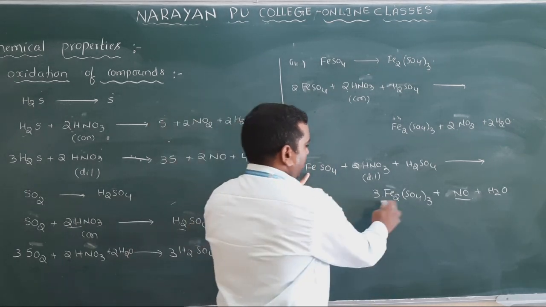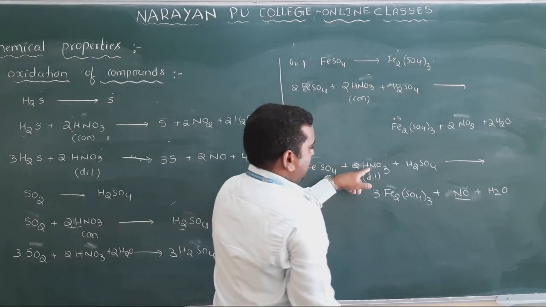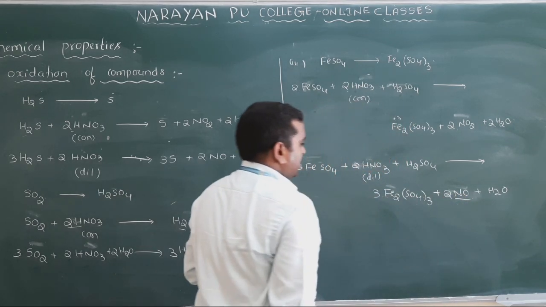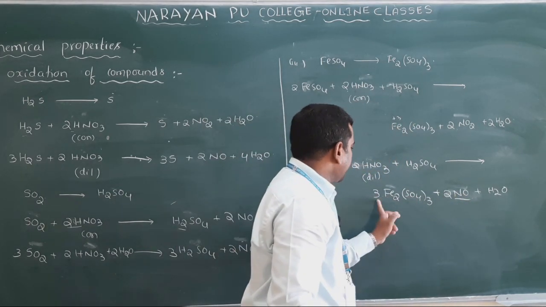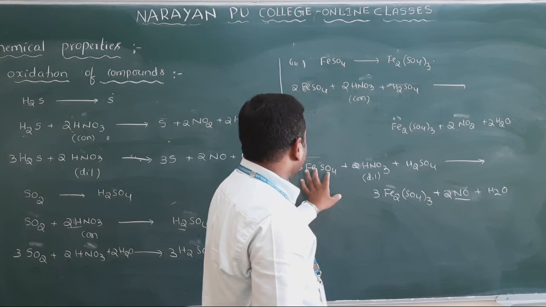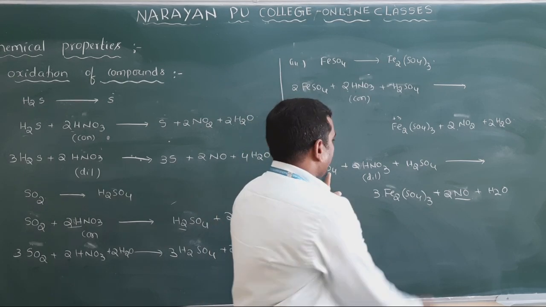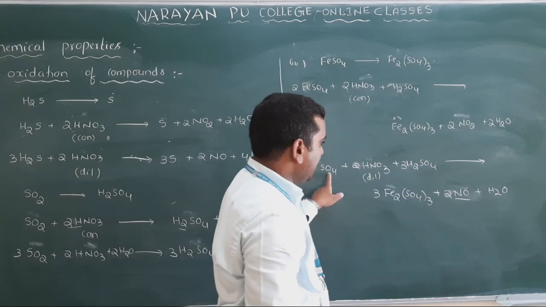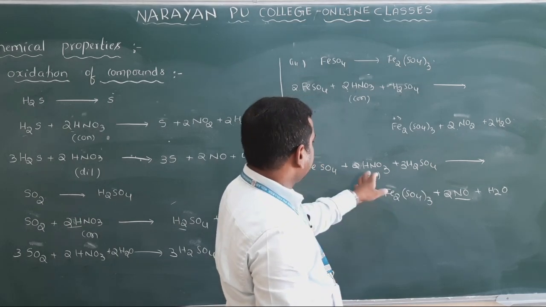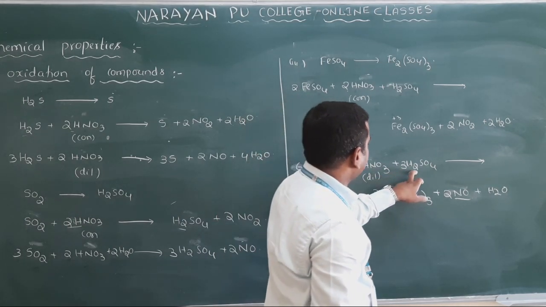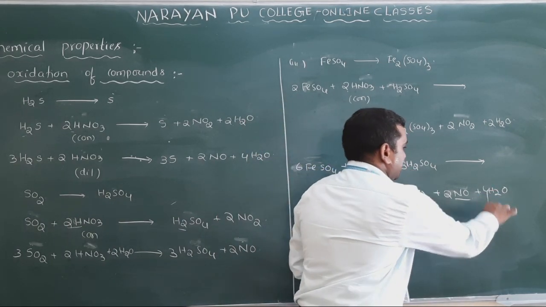Clear? So now how many nitrogen atoms are there? 2, so that's why I have to multiply this one with 2. So how many sulfates are there? 3 into 3 is 9, but here how many are there? 6 are there, 6 SO4, so that's why I have to multiply this one with 3. Then hydrogens, how many? 2 plus 6 is 8, so multiply this one by 4.